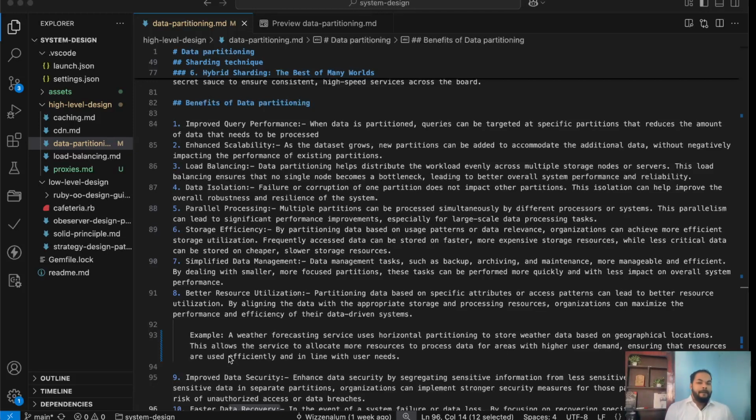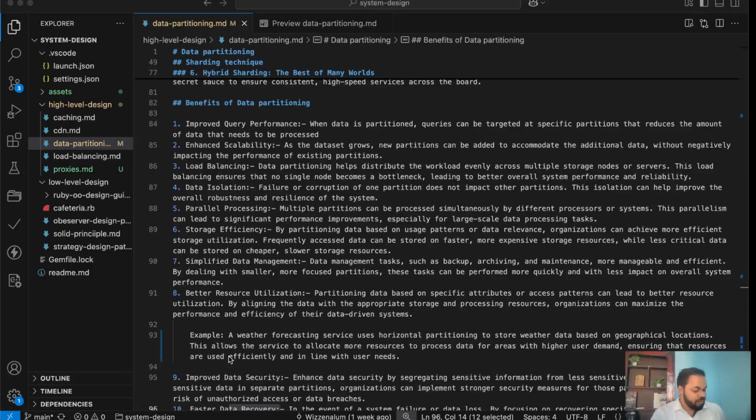So if you don't do the partitioning in a sensible way, then instead of better performance, it might just destroy the performance of your system. Yeah, so that is the bigger issue.